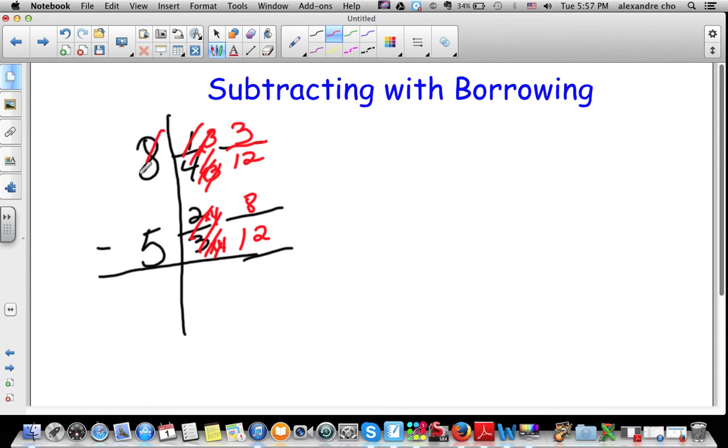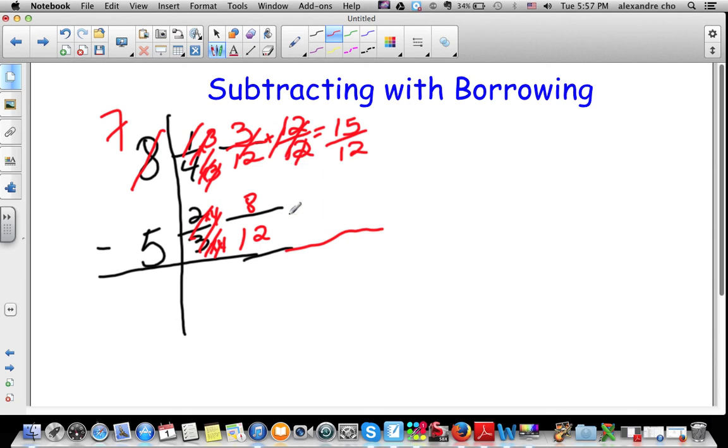So we're going to go to the 8 and borrow 1 whole. So 8 becomes a 7. And they're going to lend us a whole piece here. But you're not going to write 1. What you end up borrowing is 12 over 12, which is 1. So you're going to add these two, and you get 15 over 12. Now you're ready to subtract.